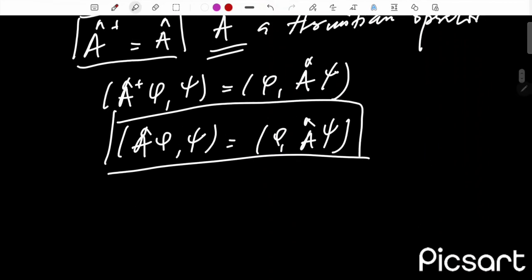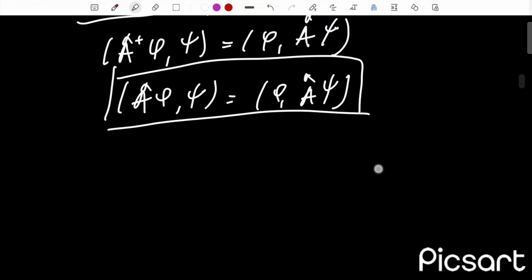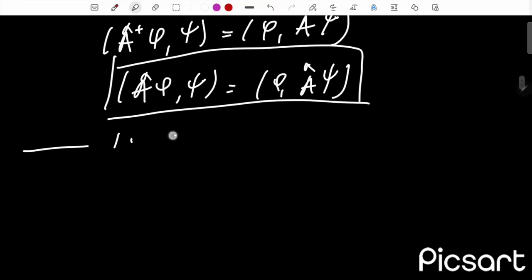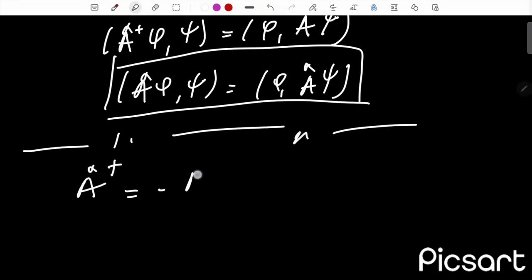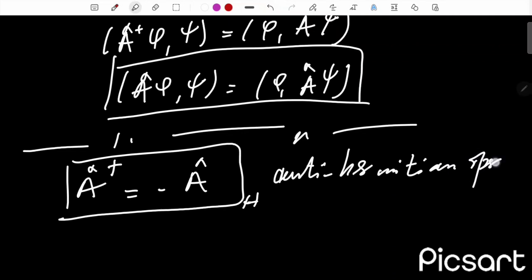On the other hand, there is another class of operators that we can classify using the conjugate operator. Suppose that for now A dagger is equal to minus A. This class of operators satisfying this expression, we call anti-hermitian operator.